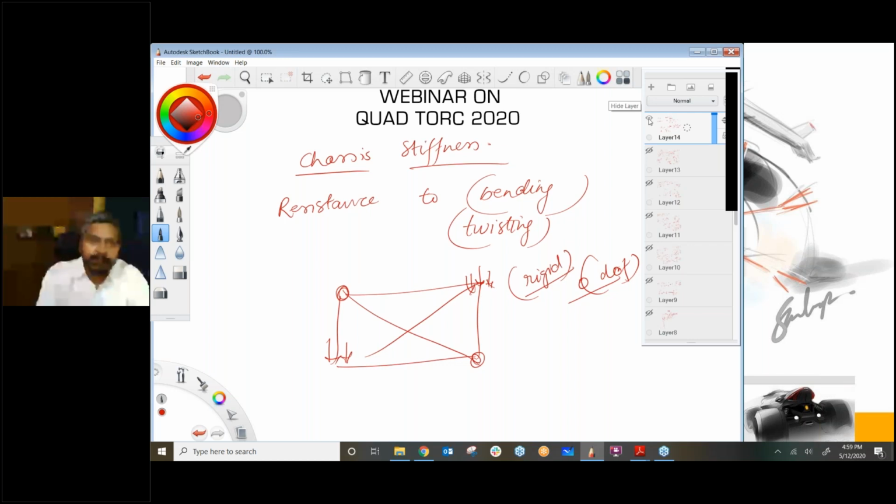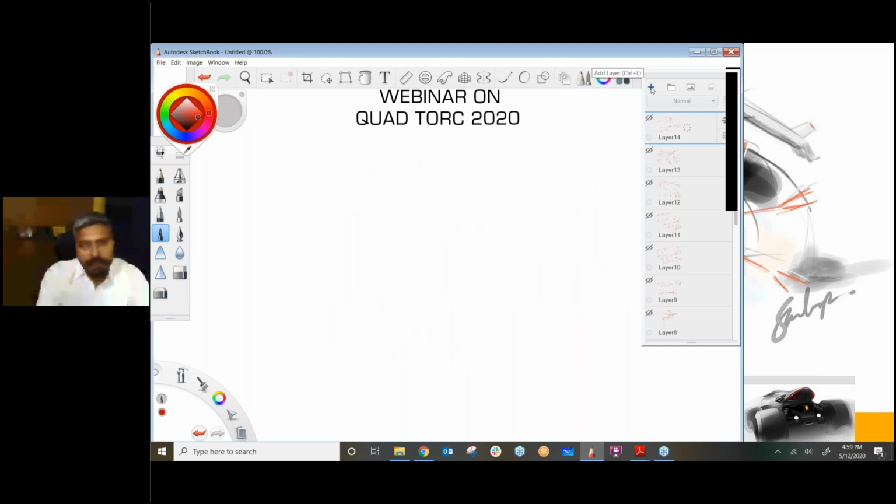Suppose it is a right turn. When you take the right turn, the load will start to transfer from the outside to the inner wheels, and because of this you will see that this side is a little compressed and this side is a little expanded, lifted up from the ground.